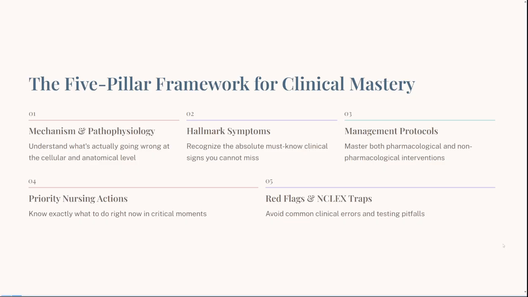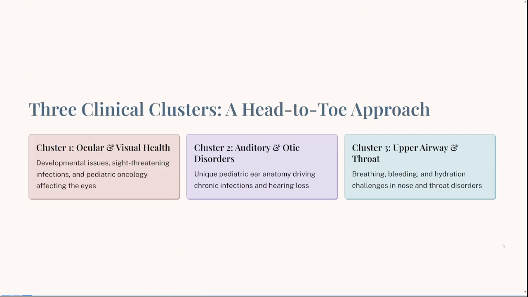And to make this all manageable, because it's a ton of information, we've broken it down into 3 logical clusters, sort of a head-to-toe approach, right? Yep, we're starting at the top. Cluster 1 is all about ocular and visual health. We'll get into developmental issues, infections that can steal sight, and even some pediatric oncology. Then we move over to the ears. Cluster 2, auditory and otic disorders.